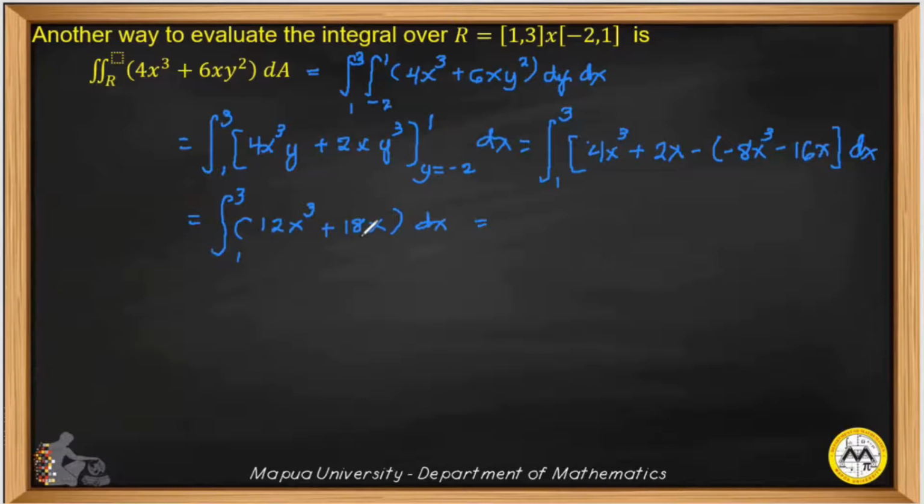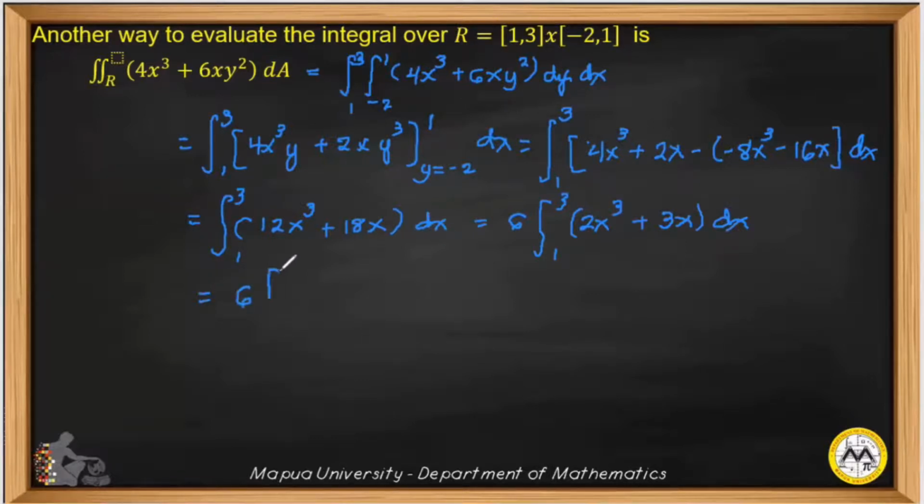Let us factor out the common factor first. We have 12 and 18, so the common factor is 6. The integral from 1 to 3, since we factored out 6, becomes 2x cubed plus 3x dx. And we can now evaluate the integral in x.